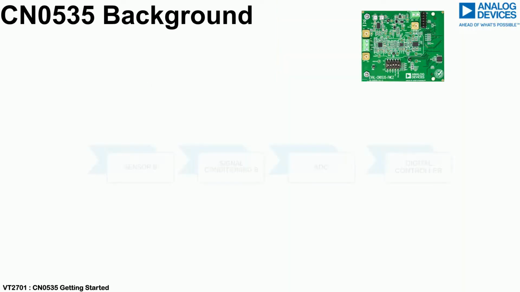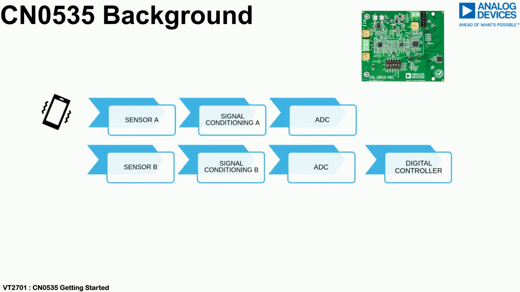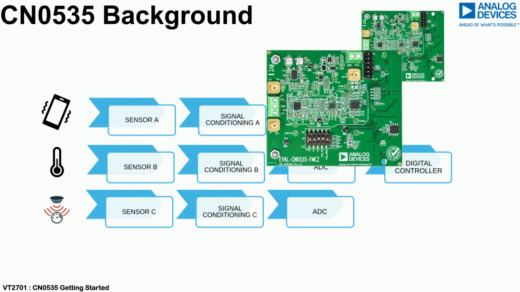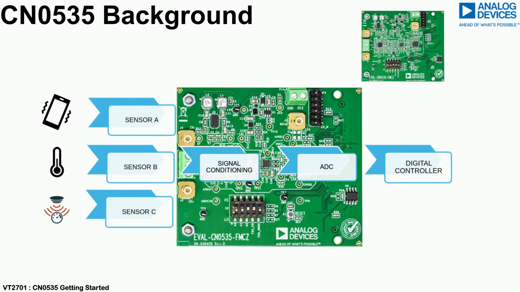For systems requiring a platform measurement solution that is compatible with a variety of sensors, examples include vibration, temperature, pressure, then the CN0535 is an excellent choice due to its high level of flexibility that not only enables the input signal but also the conversion needs.